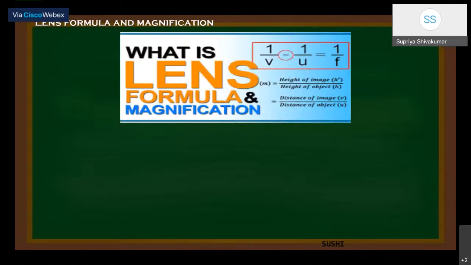You can see that magnification m is equal to the height of the image over the height of the object, which is nothing but h dash by h. So this is one way of representing the magnification. Another way is that you can also express magnification in terms of object distance and image distance. So magnification is the ratio of image distance divided by object distance. This formula is very, very important, and you need to keep this in your mind.